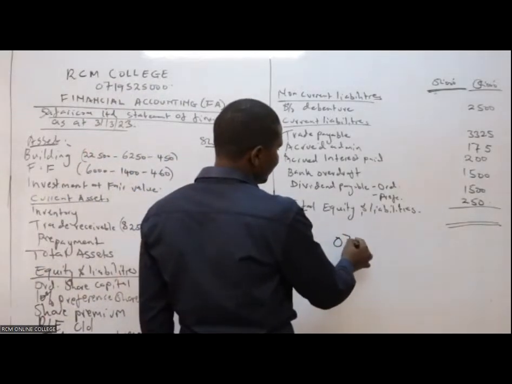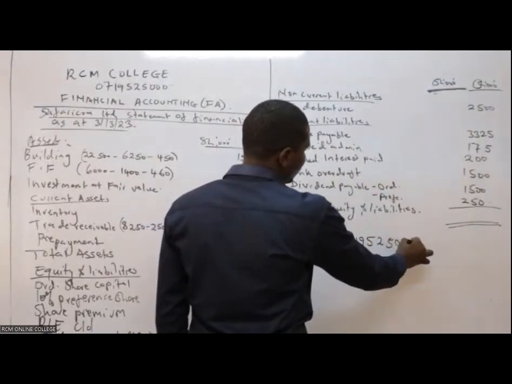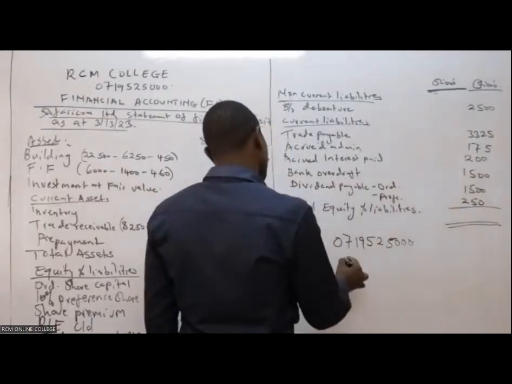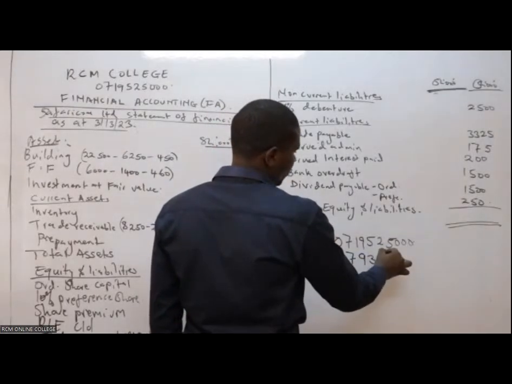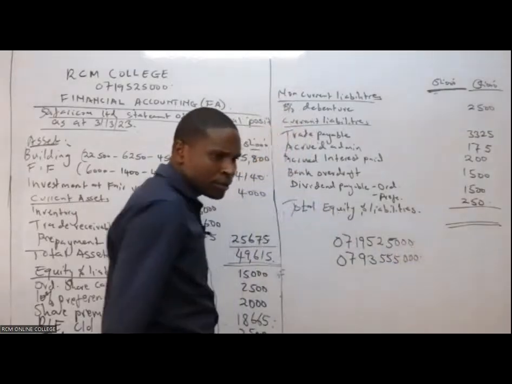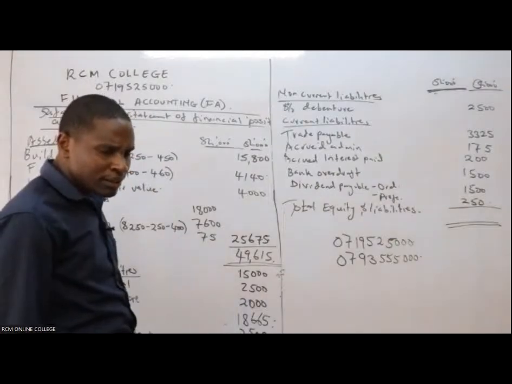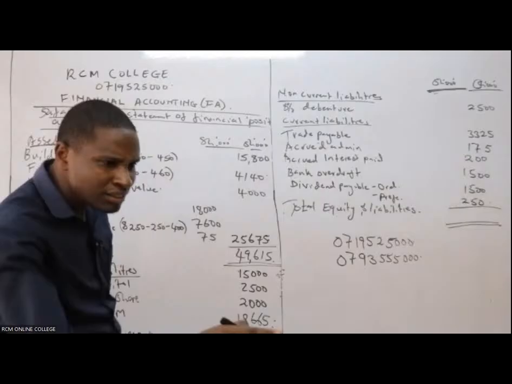Someone is asking for the number here. The number is 0719 525,000, or 0793 555.